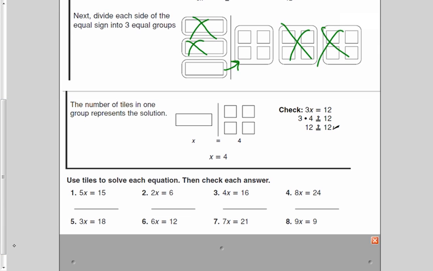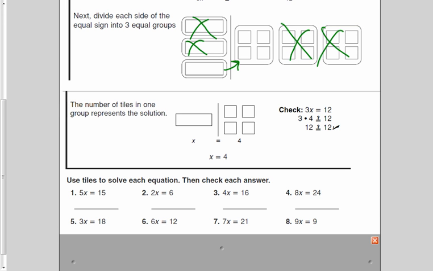So the number of tiles in one group represents the solution. Again, here's our x. We divided the 3 x's by 3, which is 1x. We divided 12 units by 3, and 12 divided by 3 is equal to 4. So our goal was to get the variable by itself, which we did. We did the inverse of times 3, which was divide by 3. We kept the balance. We divided both sides by 3, and we're left with x is equal to 4.